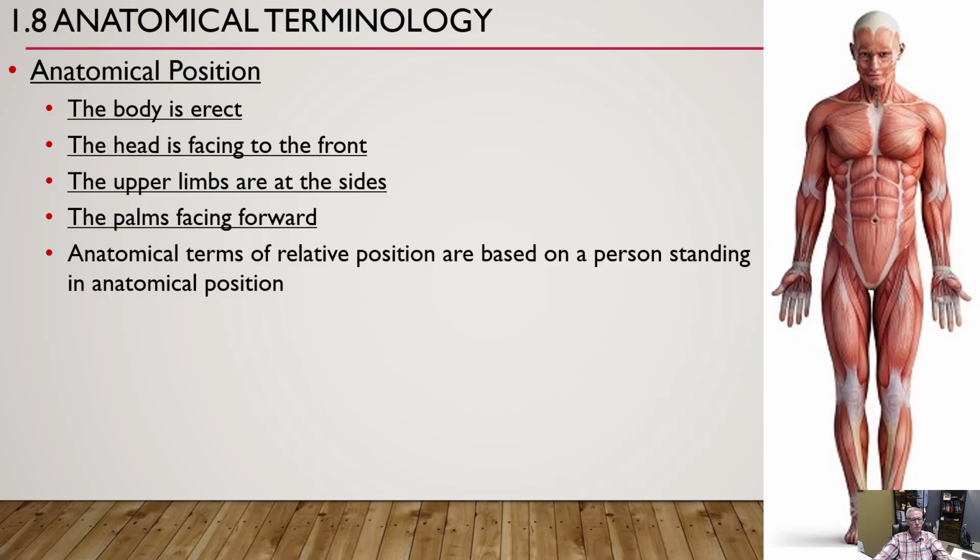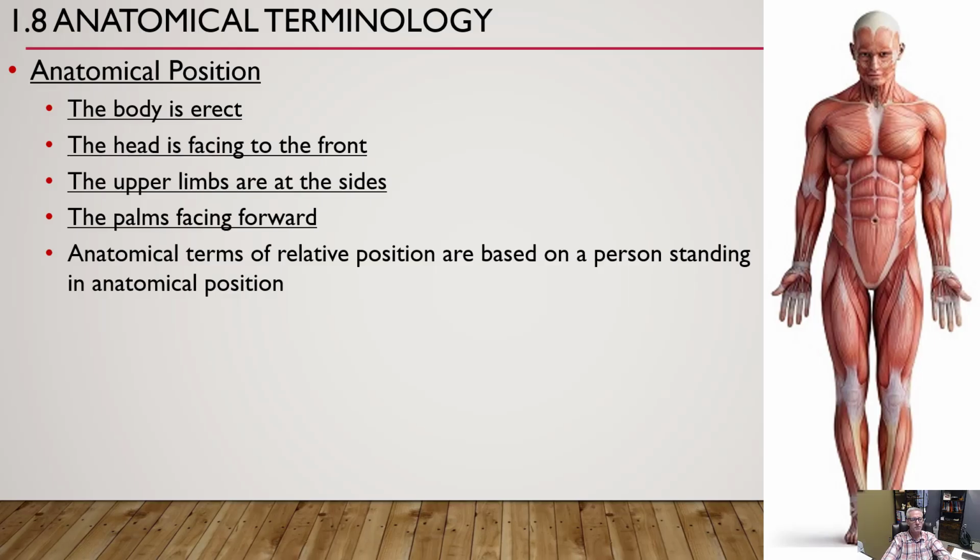All right, anatomical position. You're going to have to know anatomical position. Your body is upright, your head's to the front, your arms are down at your sides, and your palms are facing forward. And this is the key thing, your palms are facing forward. Typically when we stand with our hands down, our palms are kind of facing towards our legs. That is not anatomical position. And this is not just the United States, this is universal across the world.